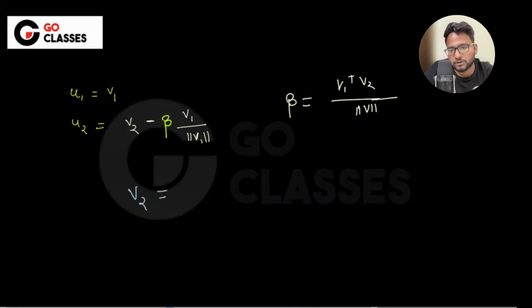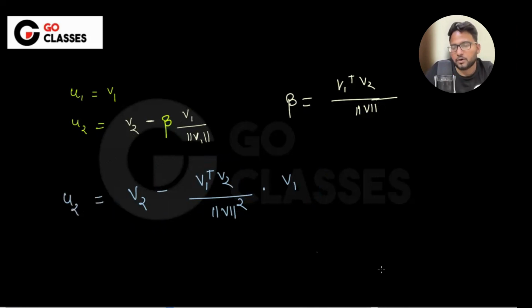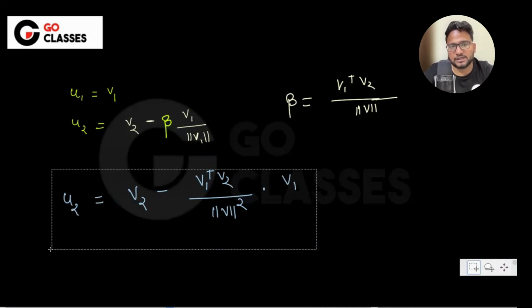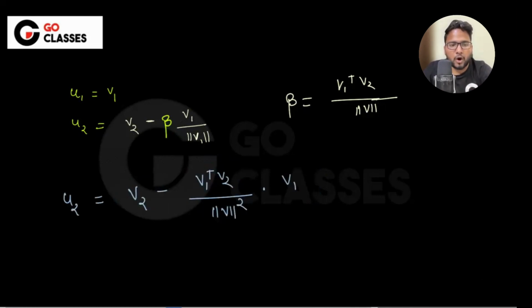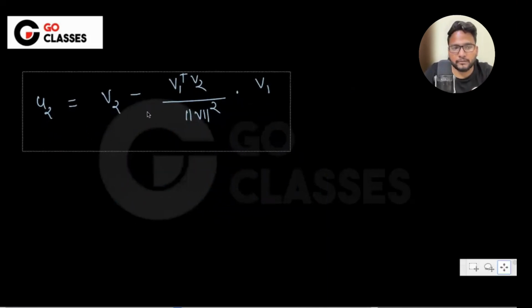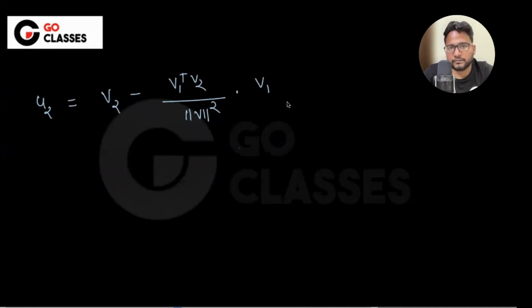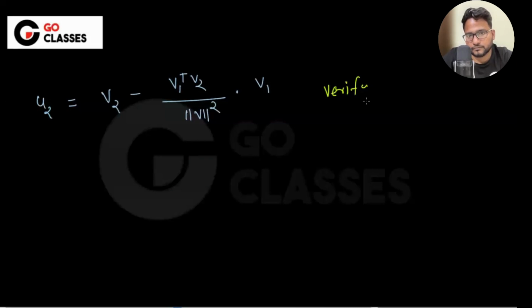So finally, we have got something like this: V2 minus V1 transpose V2, divided by the V1 norm, which is already there, and then it will be squared because these are the two norms, into V1. This is a scalar, this is a scalar, this is a vector, and anyway, this whole thing is a vector. So this is U2. Let's see if there is any calculation mistake or not. How can we verify whether this U2 is correct or not? Can anyone tell me?